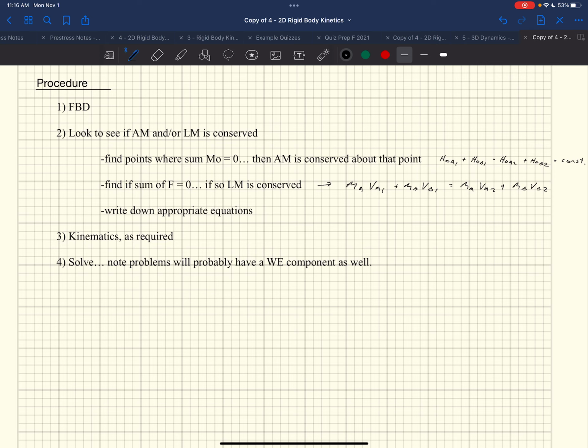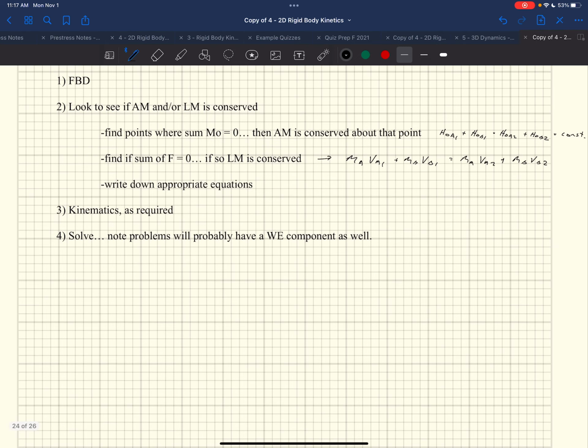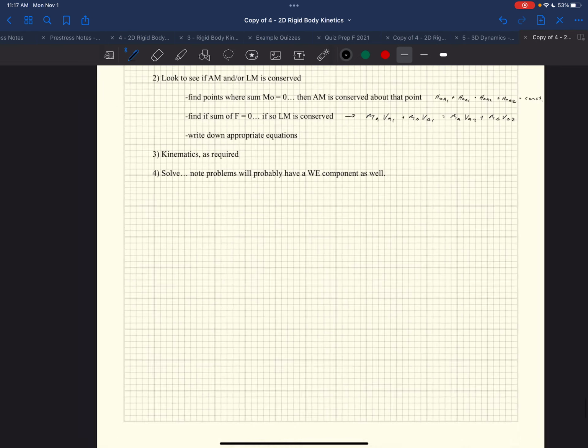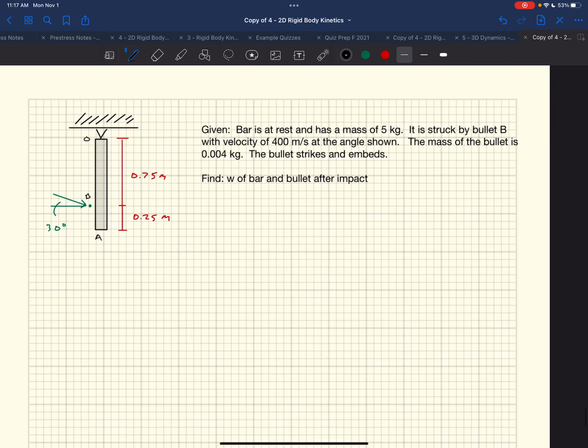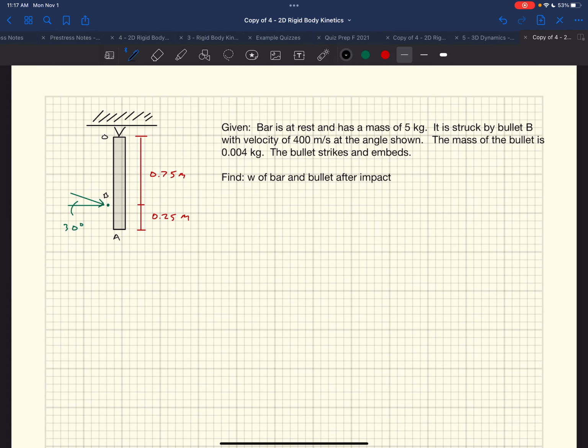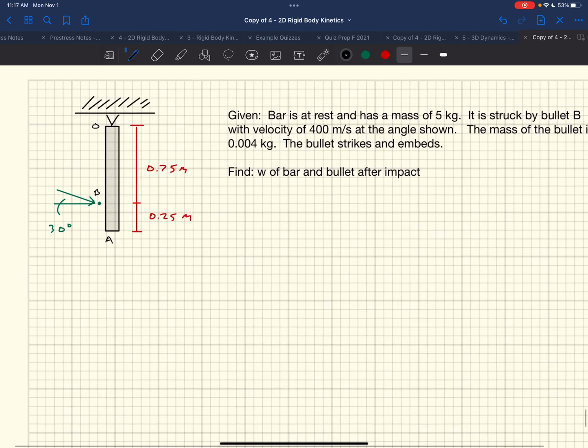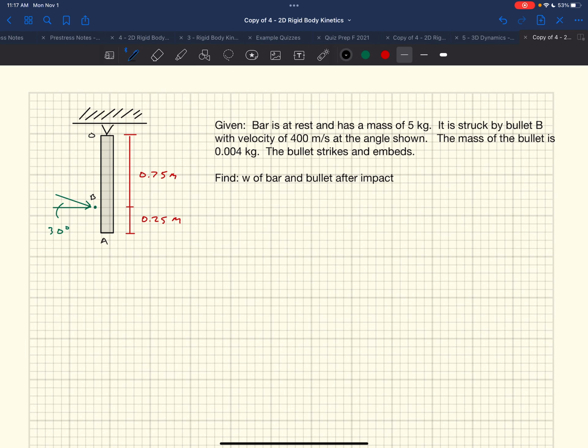Okay. Let's do an example. Example is just going to be this guy here. Bullet striking a bar. And stuff's going to happen with it afterwards. The bar is at rest, has a mass of 5 kilograms, struck by a bullet B with a velocity of 400 meters per second at the angle shown, so it's coming in at an angle there. The mass of the bullet is 0.004 kilograms, a very small mass compared to that bar that it's striking, but it is coming in at 400 meters a second. The bullet strikes and embeds, so it becomes part of that, and the things whip up together.